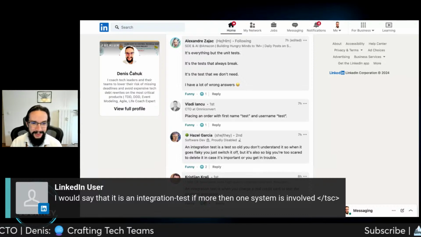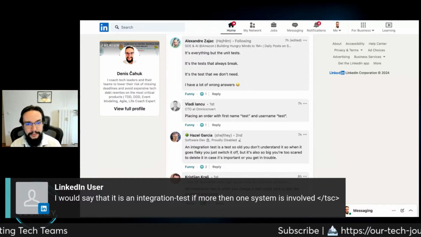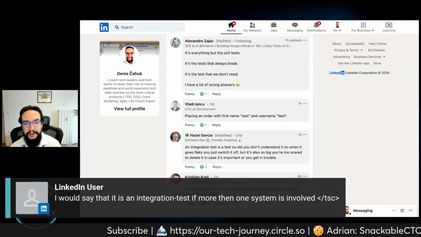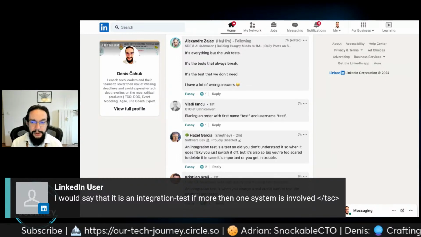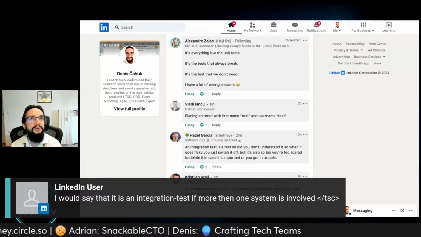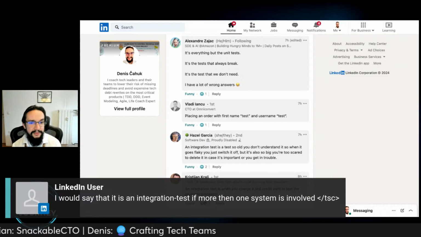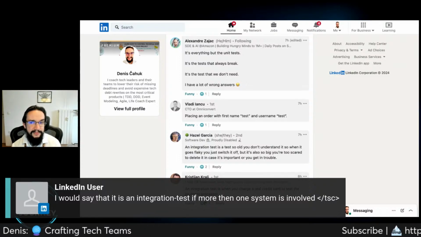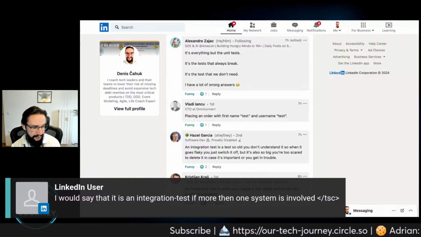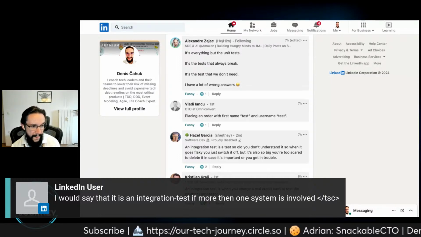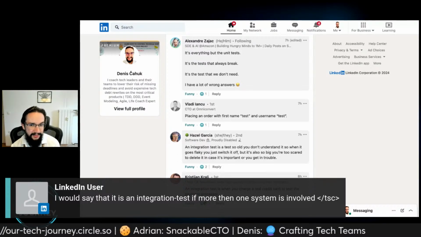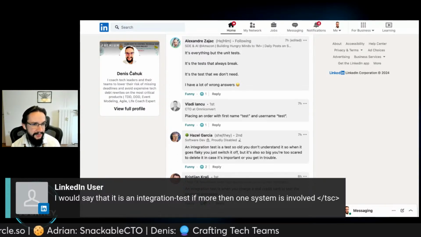So use serverless functions instead if you want to burn your credit card every time you write code. Thomas mentions, I would say that it is an integration test if more than one system is involved. Okay, challenge to you: how would you define what a system is? Let me give you an example. I have a Next.js app and it has a front end and a back end. Are the front end and the back end separate systems?